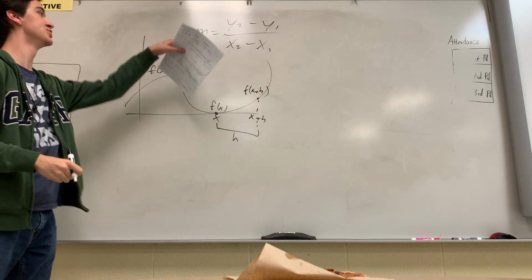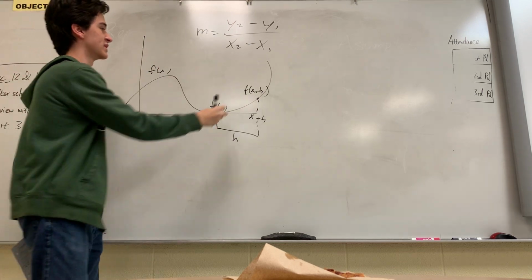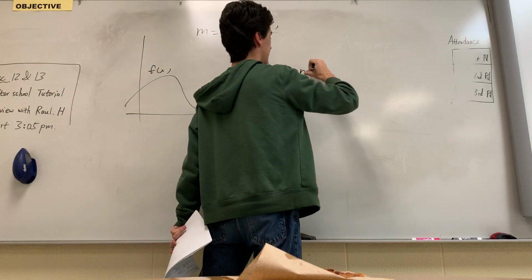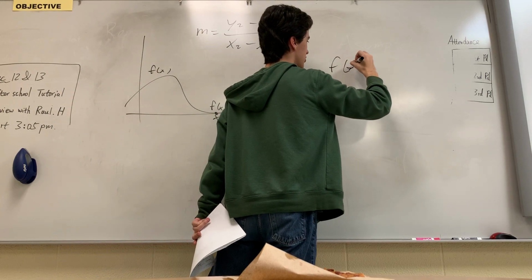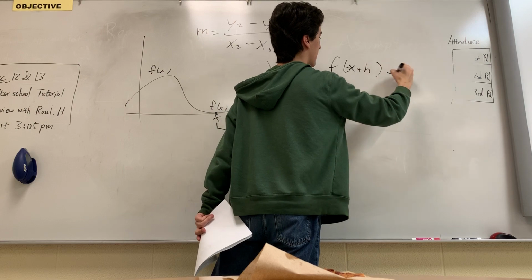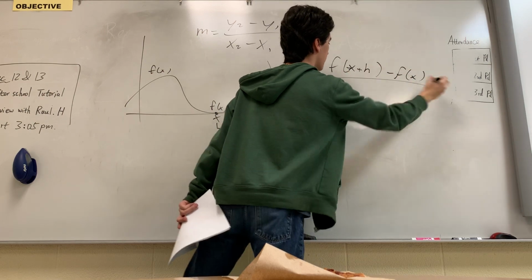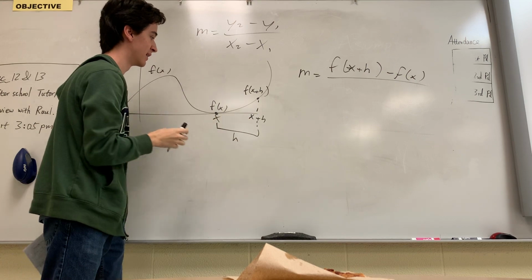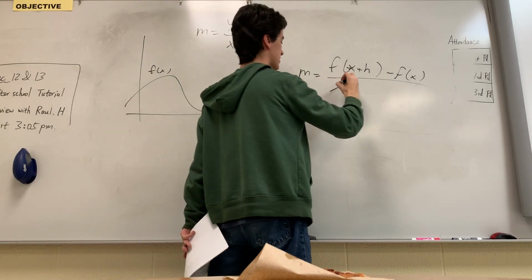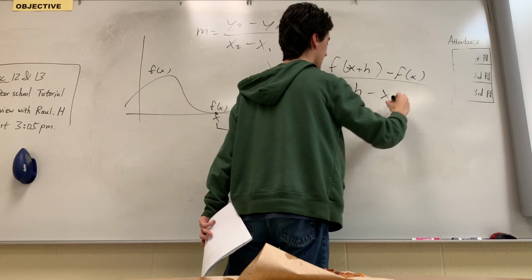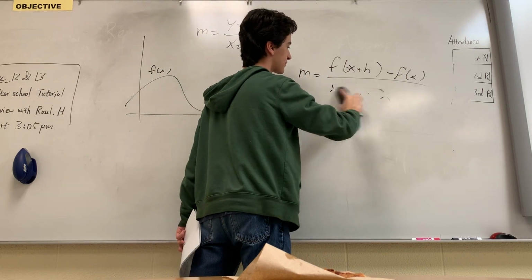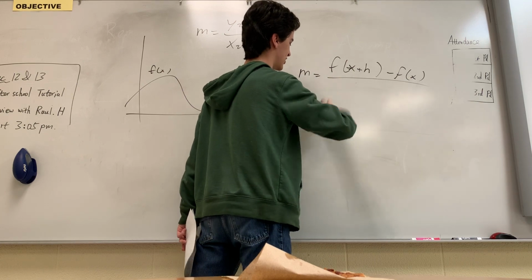And so just using our slope formula, it's going to be y2 minus y1, so the second y minus the first y. That's going to be f of x plus h minus f of x, divided by x2 minus x1. So x2 is our second x, and x1 is our first x. That's going to be x plus h minus x. You see that we have a positive x and a negative x that can cancel, so we're just left with h.